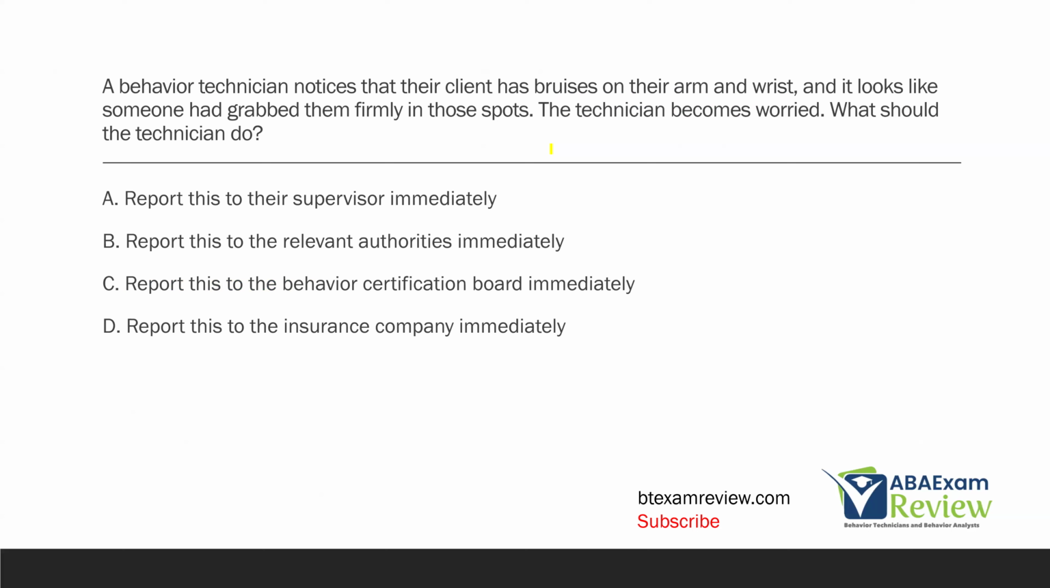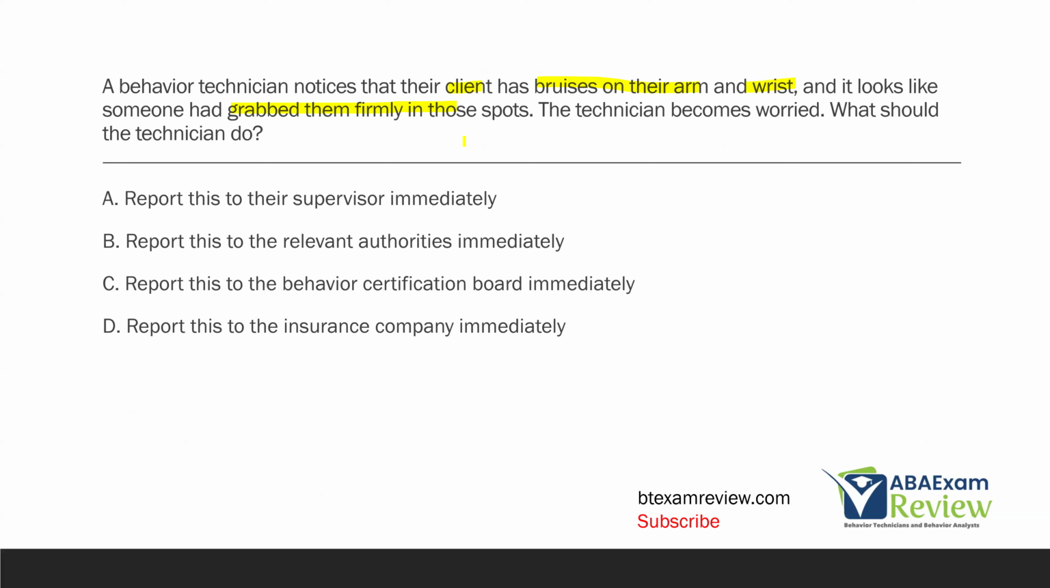You're going to meet a lot of different families, a lot of different children, and you're not always going to know the full situation of everything. And you can make a lot of assumptions that may or may not be true. In this case, the technician sees bruises on the client's arm and wrist and notices it looks like someone grabbed them firmly in those spots. Now, clearly some assumptions could be made about how those bruises got there and what might be happening. But we also have to remember this is a one-time thing. The technician doesn't know for sure what happened. They didn't see anything happen. They just saw what we would consider maybe a permanent product.